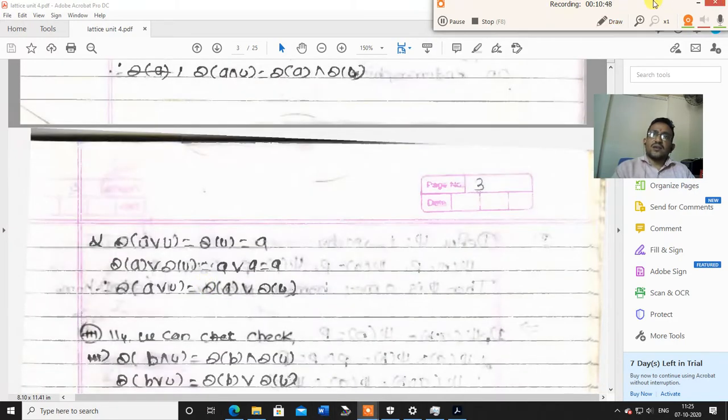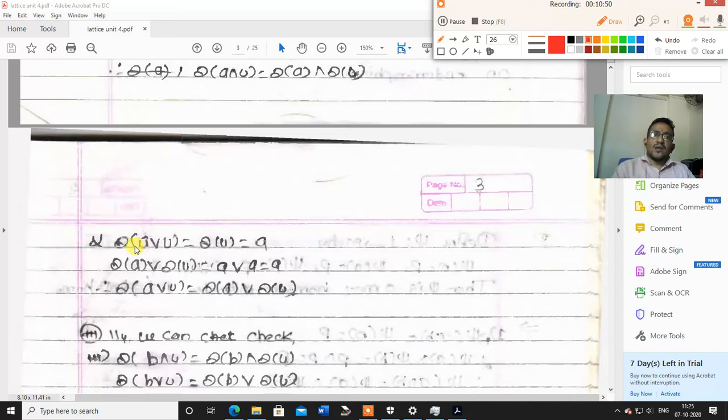Okay. So what is theta here? So theta of A join U. What is A join U here? U. What is theta of U? It is equal to A. Okay, त्यानंतर पुन्हा theta of A join theta of U. What is theta of A? It is Q. And what is theta of U? It is Q. Therefore Q join Q is equal to, आपल्या इथे काय मिळेल, Q मिळेल. Therefore we can say that theta of A join U is equal to theta of A join theta of U.